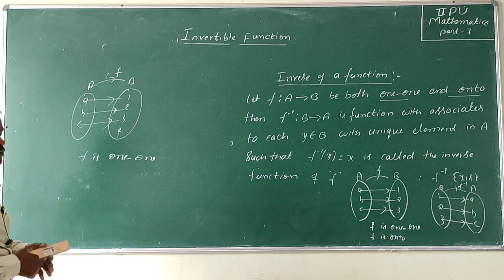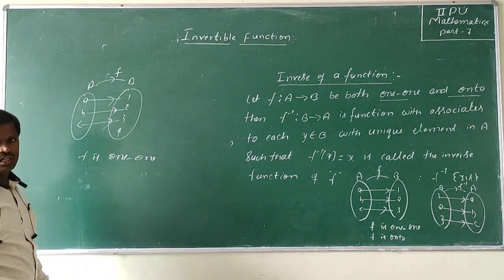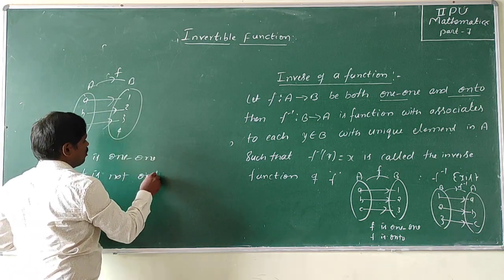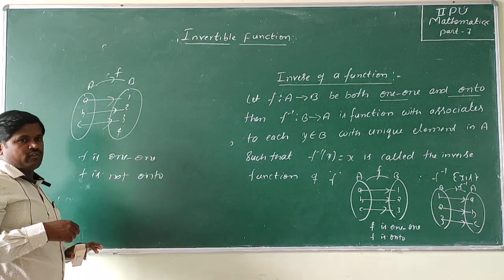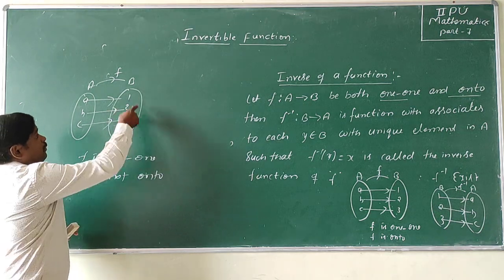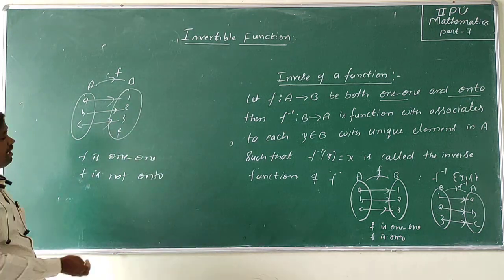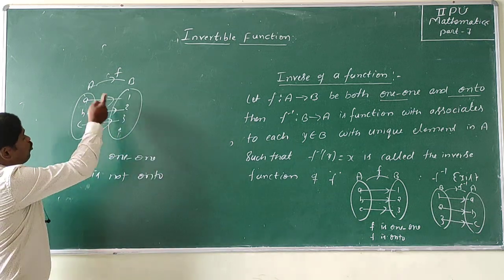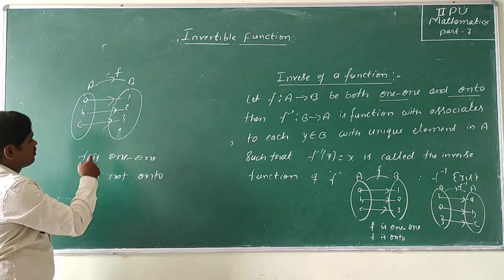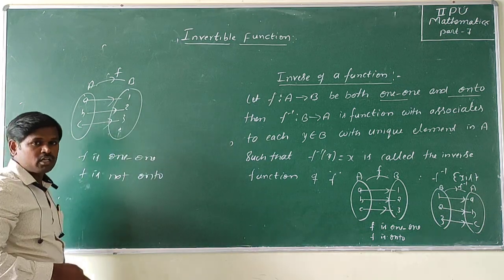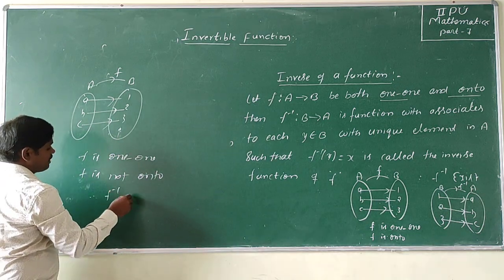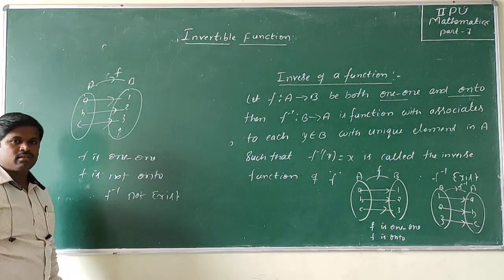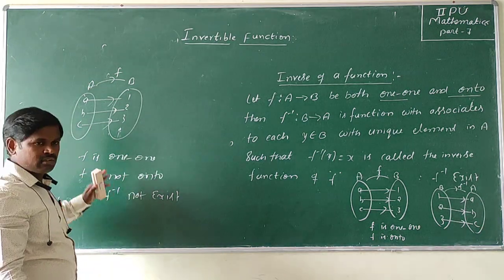Next, we check whether it is onto or not. F is not onto. Why? By the definition of onto functions, every element of B has a pre-image. But here 4 is an element of B but has no pre-image in A. Therefore it is not an onto function, and therefore F inverse does not exist.